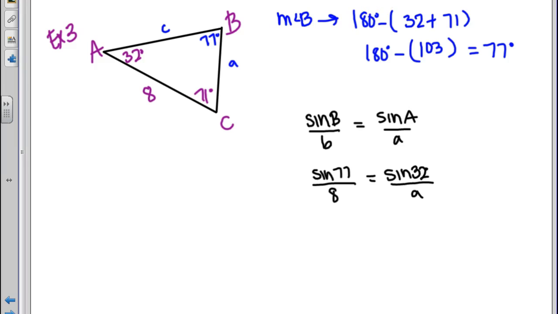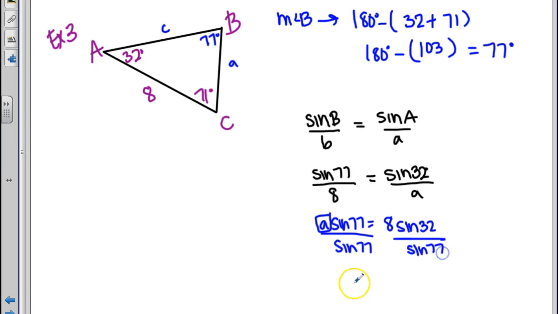All right, let's go ahead and solve these guys. So cross multiplying, A multiplied by the sine of 77 is equal to 8 multiplied by the sine of 32. Solving for A, we want A to stay here. This is multiplication, so let's divide. So A is equal to 8 multiplied by the sine of 32 degrees divided by the sine of 77 degrees. All right, so pop that on your calculator.